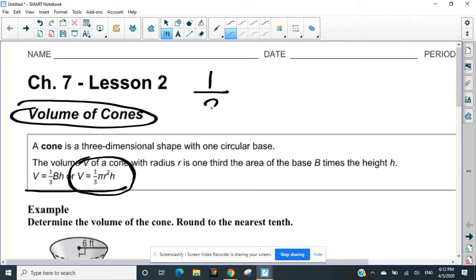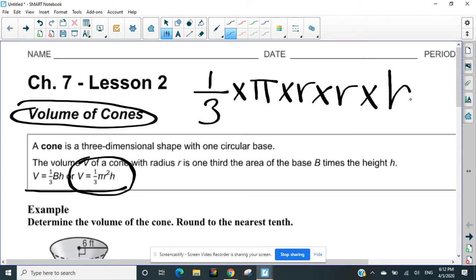Don't forget: 1/3 times pi times radius times the height. This stands for r squared. Okay, and this is volume of cones.